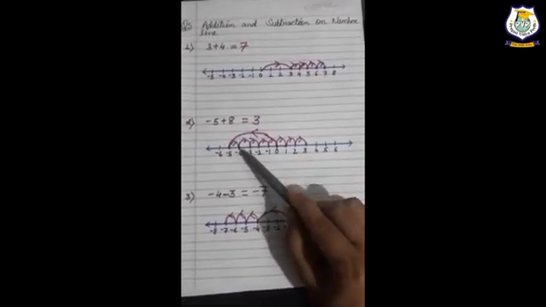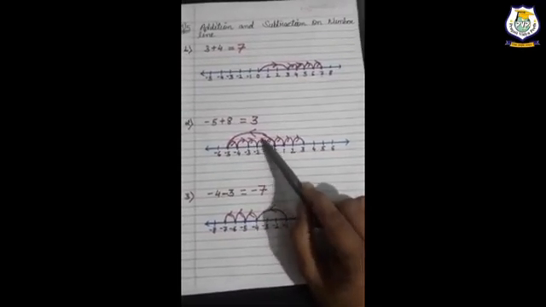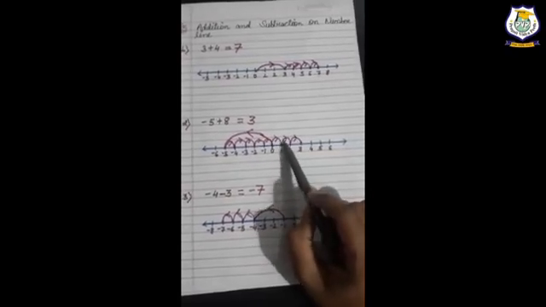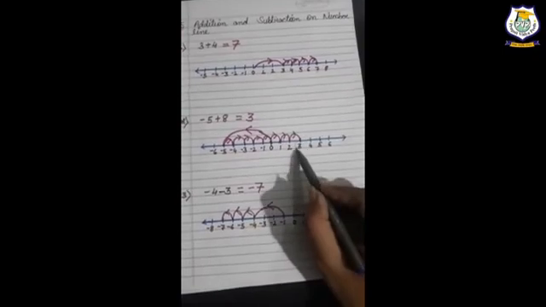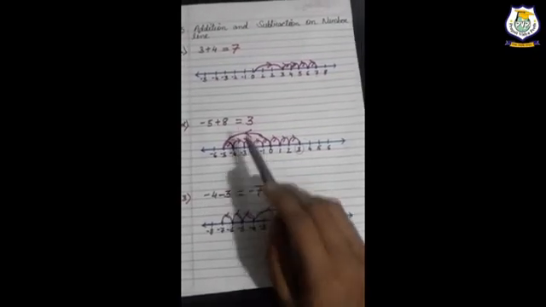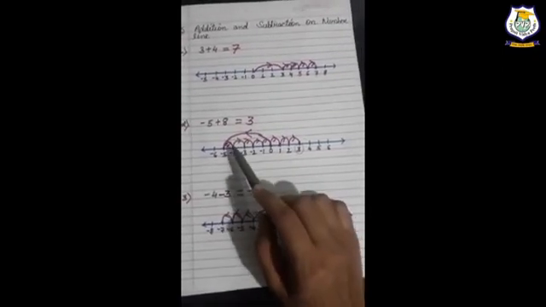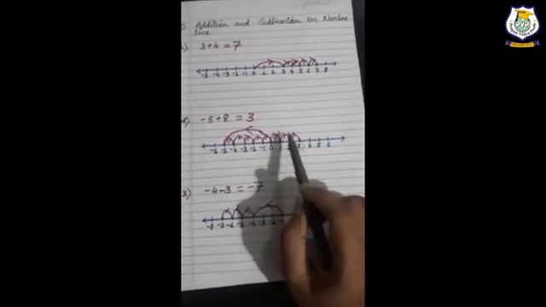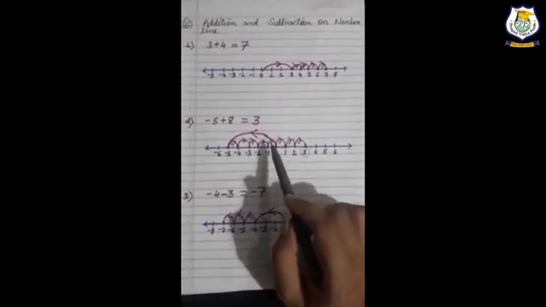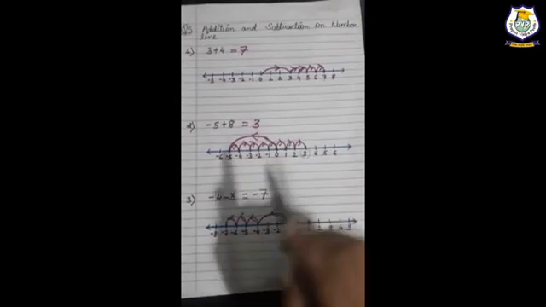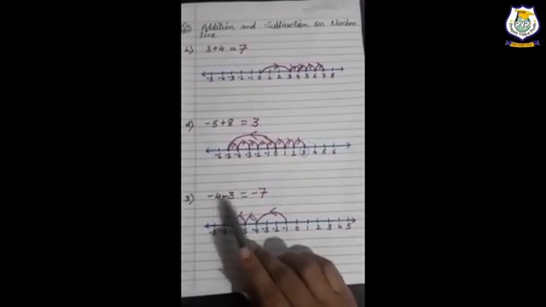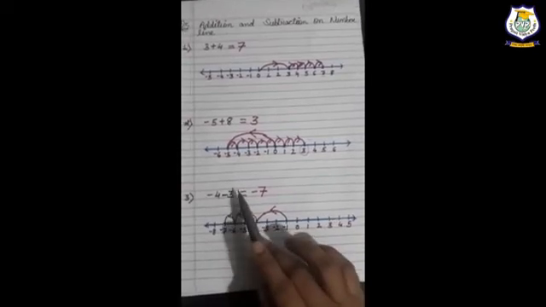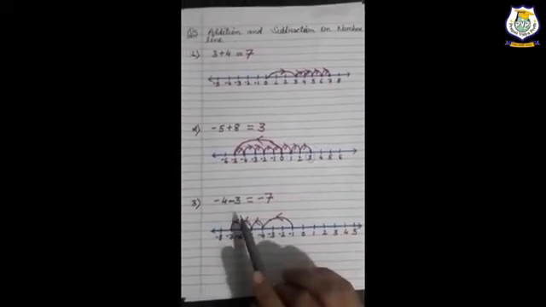So here 1, 2, 3, 4, 5, 6, 7 and 8. Now where are we? On the 3, it means 3 is our answer, and I have put an arrow also for indicating in which direction we are moving. Now we will come to our third question, -4 -3. Here both are with the negative sign, and we will have to find out the answer.